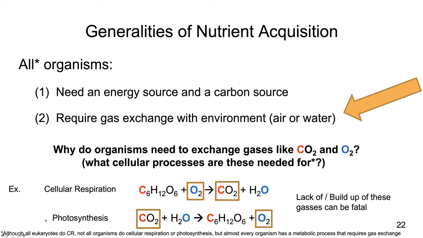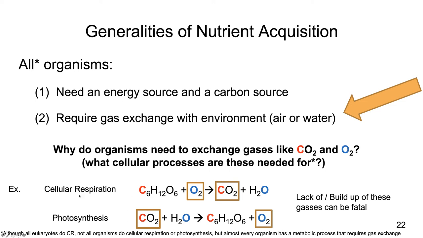Same goes for photosynthesis. Any photosynthetic organism requires CO2 as a major component of this reaction and has to get rid of O2 as a byproduct or waste product of this reaction. And so they need to be able to exchange gases with their environment to get CO2 from the environment in order to run and power this reaction.